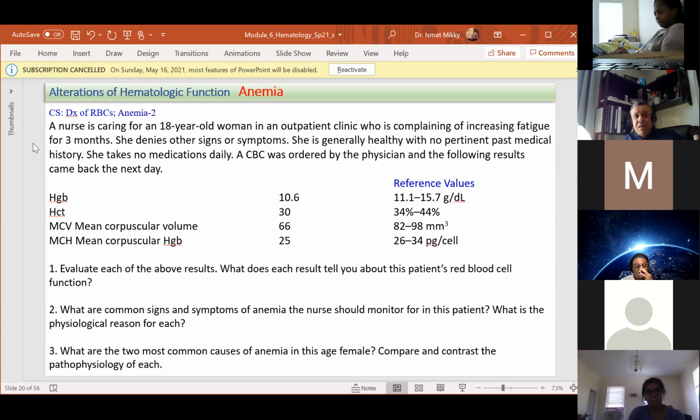So it could be the cycle or the nutritional dietary, and that both are common in the adolescent age group. And either one, either decreased iron intake or the increased utilization of iron secondary to the blood loss, will cause microcytic hypochromic anemia.